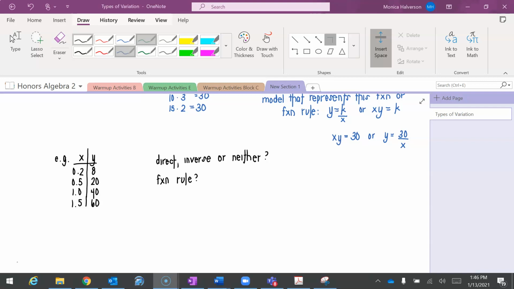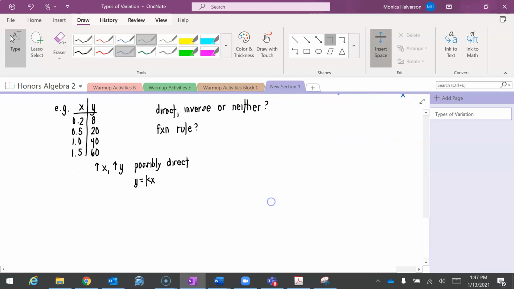So if we checked on this one, we should be noticing that as x increases, y increases. So we know that this could possibly be direct. So now we have to look at the direct function rule, which is y equals kx. So let's see if they all have the same k value from our data points.